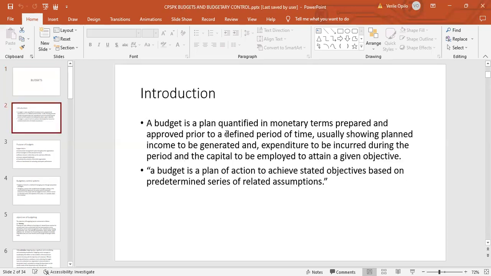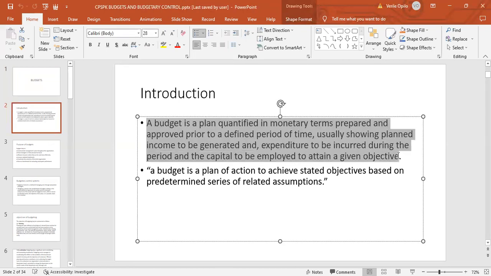So we can officially define a budget as a plan that has been quantified in monetary terms and is prepared and approved prior to a defined period of time, usually showing planned income to be generated and expenditure to be incurred during the period, and also the capital employed to attain a given objective. When you're planning the units that the business would like to produce, there is that aspect of quantifying it, for example, we want to produce 50,000 units. Once you have said that, there are resources required to produce these 50,000 units, so you're going to incur costs in materials and labor to produce the units you are intending to produce and sell.